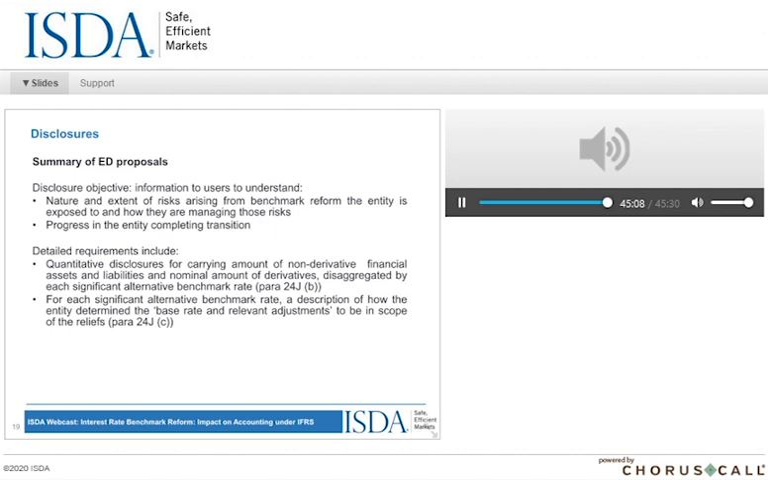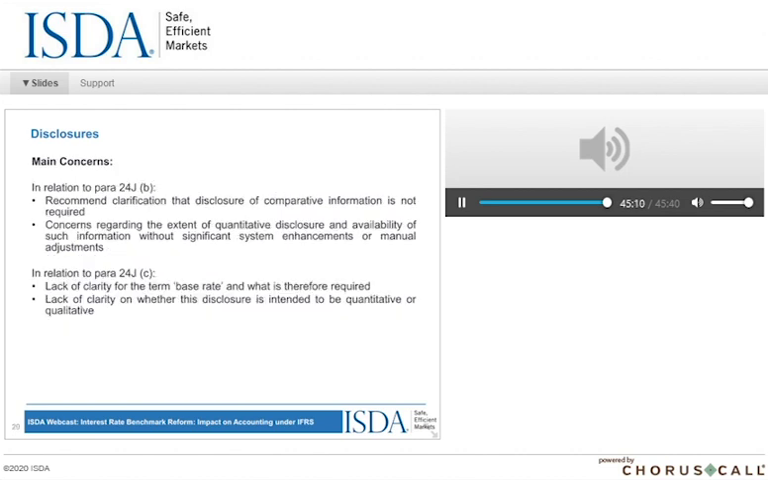Turning to slide 20, I'll summarise the points we raised on the disclosure proposals in our ISDA comment letter and also give an update on the redeliberations relevant to this topic from the June board meeting. Overall, ISDA was supportive of the disclosure objective, but there were a few specific concerns we raised.